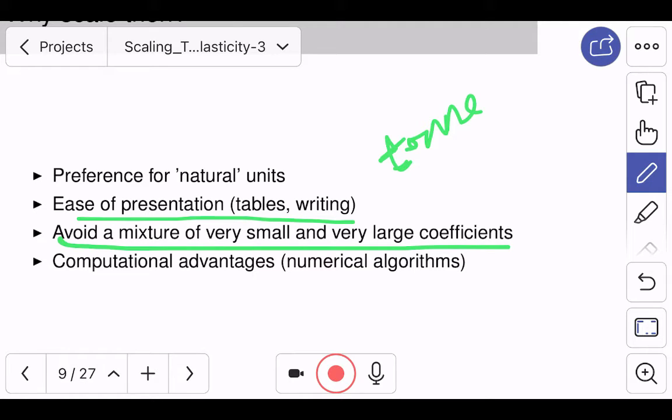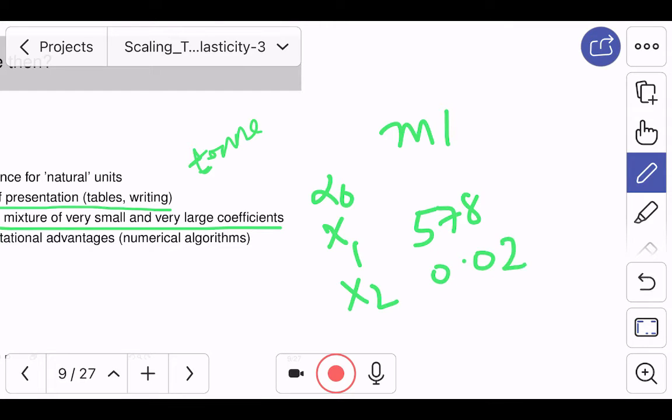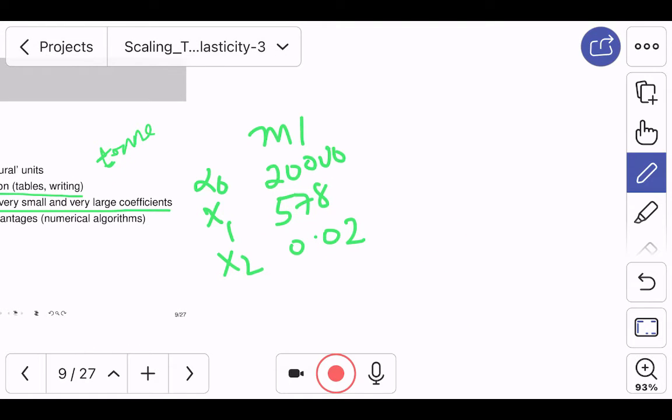So you have a model, some coefficients are massive, some coefficients are very small, and that doesn't look good in a table. Why doesn't it look good? Well, because if I have a model, and then I have an intercept, and then I have a coefficient for x1, x2, and this is 578, this is 0.02, and this is 20,000. This doesn't look good, different scales.